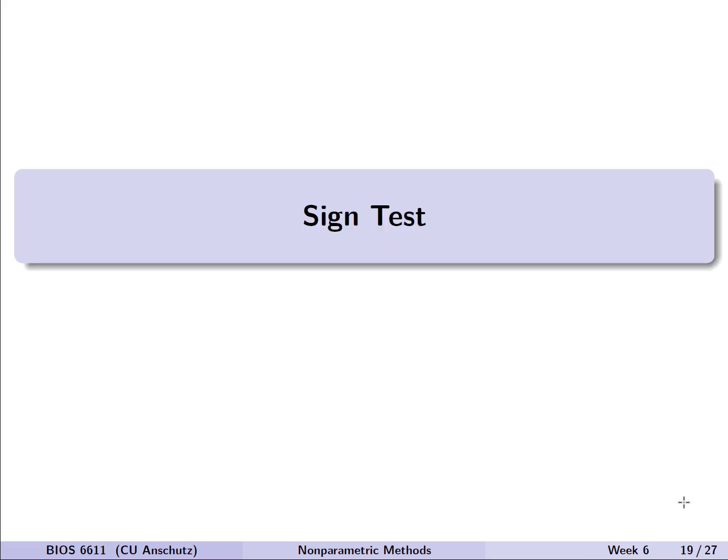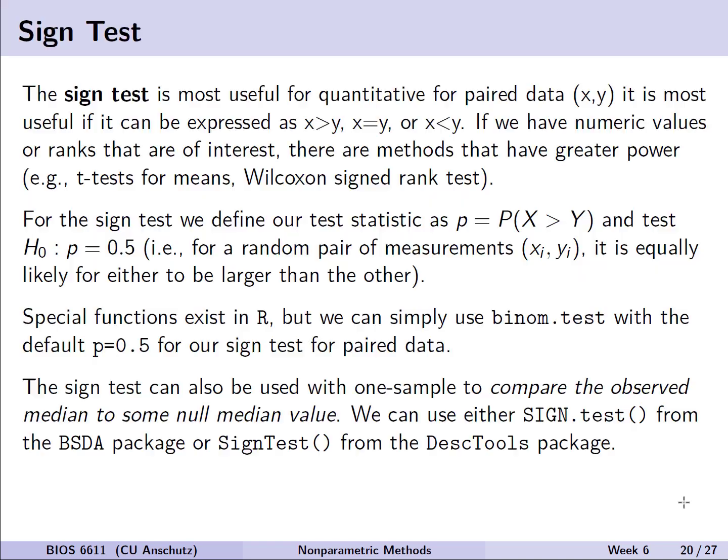So with that, let's get into our last nonparametric test for this lecture set, the sign test. The sign test will be most useful if we have quantitative paired data, x, y, if it can be expressed in a way that is x greater than y, x equals y, or x less than y. If we happen to have numeric values or ranks that are of interest in analyzing, we do already have methods we've discussed that would result in greater power. So for example, t-test to compare means, or the Wilcoxon signed rank test previously for paired quantitative data.